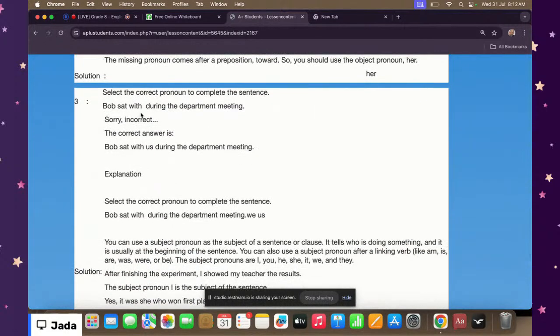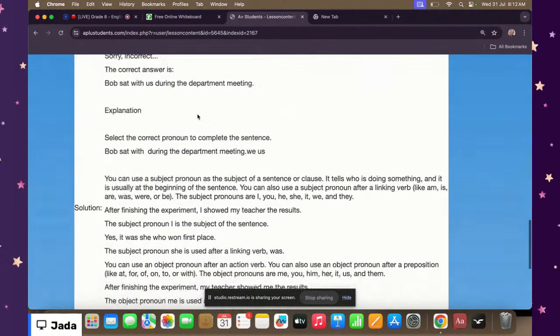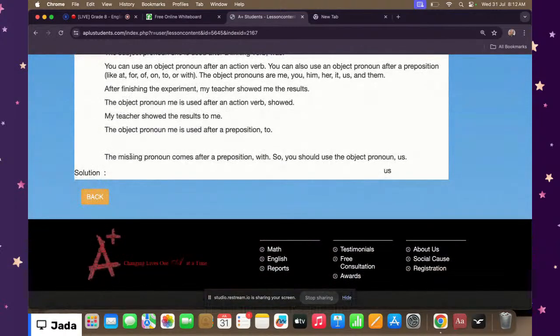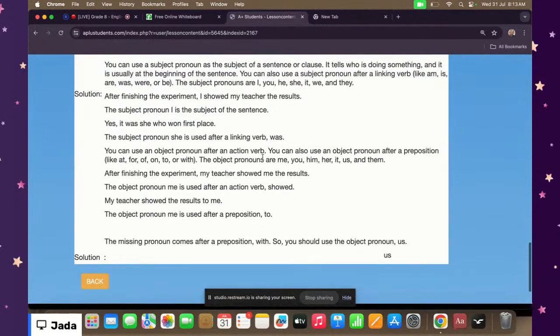Bob sat dash during the department meeting. So Bob, so it said with us, sat with us. So us is the missing pronoun there, and it is the object pronoun that is missing.